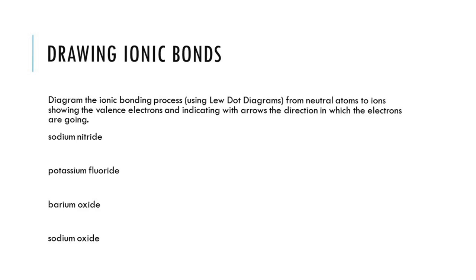So our next step will be looking at drawing ionic bonds. The diagram of the ionic bonding process from neutral atoms to ions shows the valence electrons and indicates with arrows the direction in which the electrons are going. So we'll first start by drawing the Lewis dot diagram for all of the ions that are within the compound, and we'll use arrows to point to where the atoms are going.